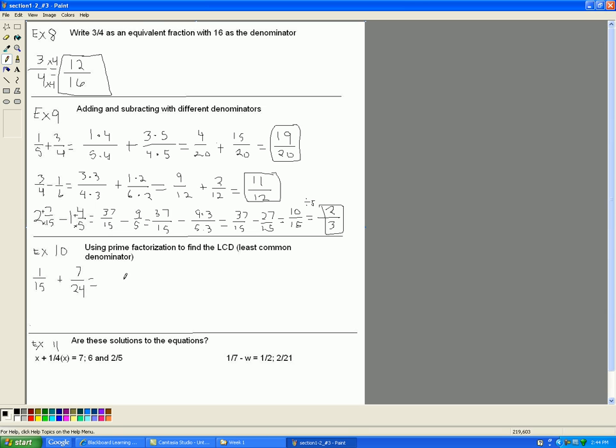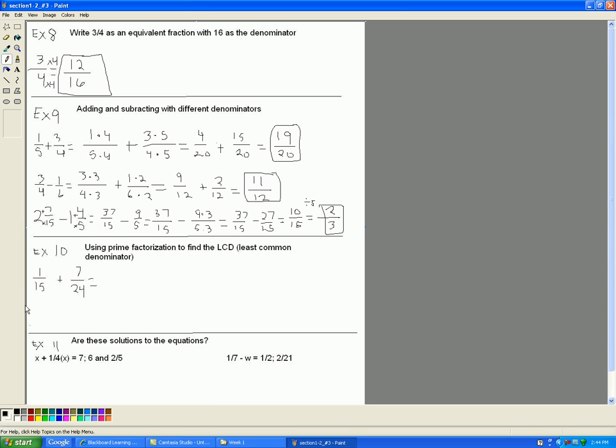Okay, let's go into example 10. We're going to use prime factorization to find the least common denominator. The least common denominator helps us to make our calculation a lot easier. And the way we can do that is we have to list out the factors of these guys. Again, because it's working on factorization.